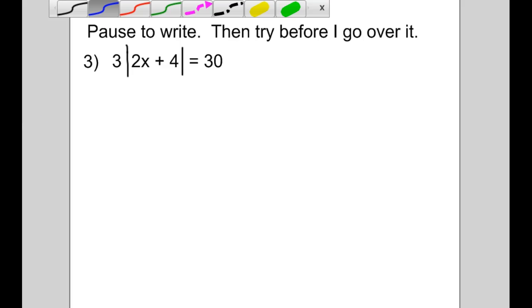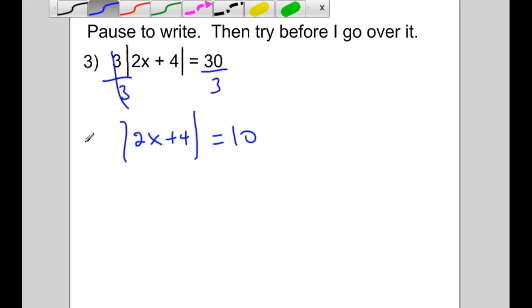Moving on to the third question. Once again, you want to isolate the absolute value stuff. So this stuff right within here, these bars right here, we want to get by itself. It's not by itself. It has a 3 on that side. So first thing we need to do is get rid of this 3. This is 3 times when it's right next to it. So we're going to undo times with division. That cancels that out. That leaves the absolute value of 2x plus 4 equaling 10.